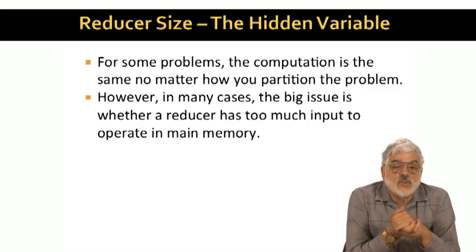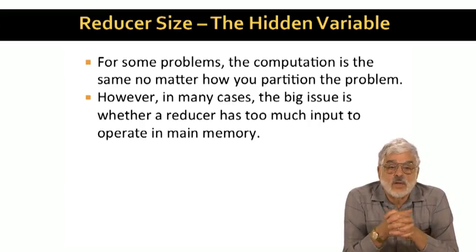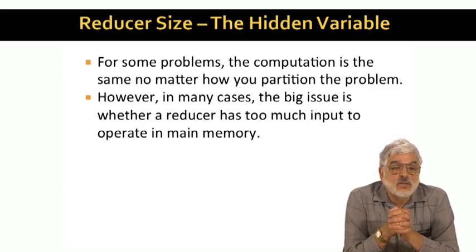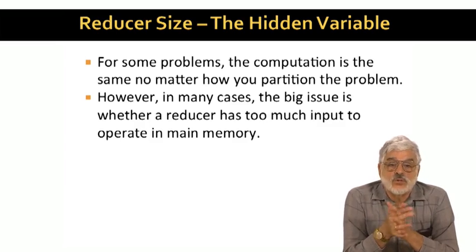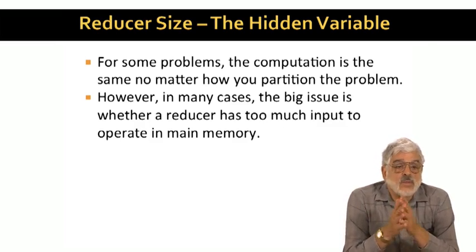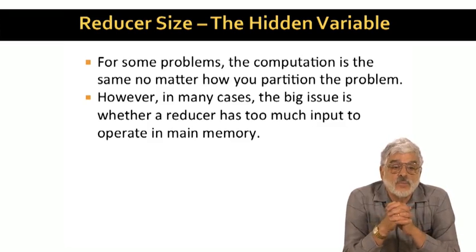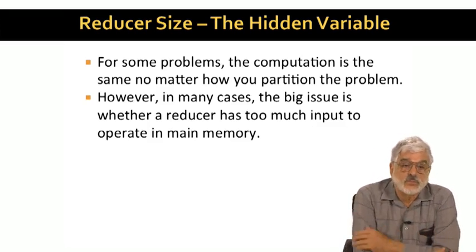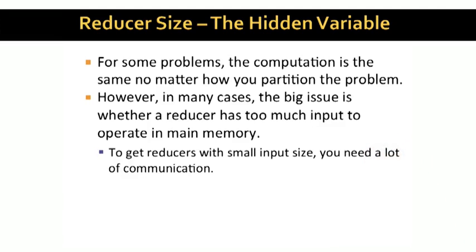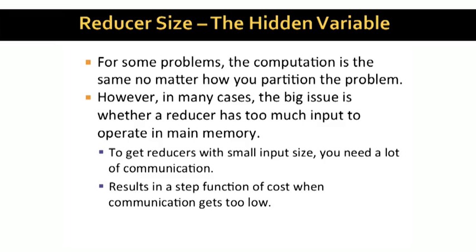There's a little more to the story of communication and computation trade-off. It may be that abstractly, you do the same computation at the reducers no matter how you partition the work. But if you give one reducer so much input that it has to swap data between main memory and secondary memory, then the time to do the same computation can go up radically. Unfortunately, it's also common that if you want a small amount of input per reducer, you need to use a lot of communication, and we'll see an example like this shortly.